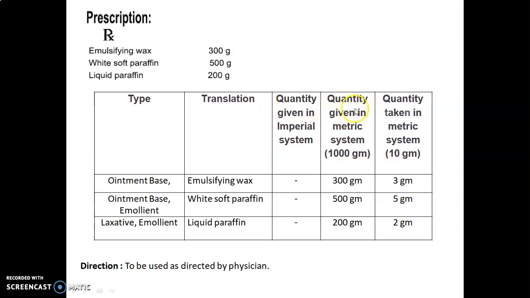Directly we will move towards the quantity given in the metric system for 1000 gram and the quantity taken in the metric system to prepare 10 gram. Emulsifying wax is used as an ointment base. The quantity given in the metric system is 300 gram, and the quantity taken should be 3 gram. White soft paraffin is used as an ointment base and emollient. Quantity given is 500 gram, taken should be 5 gram. Liquid paraffin is used as a laxative and emollient. Quantity given is 200 gram, quantity taken is 2 gram. All these taken quantities should be calculated with the help of the factor. Direction: to be used as directed by physician.